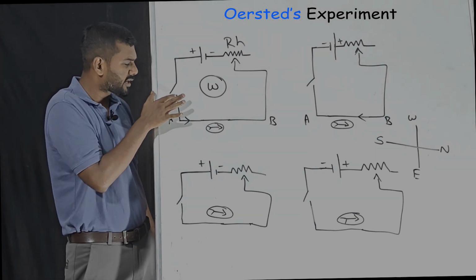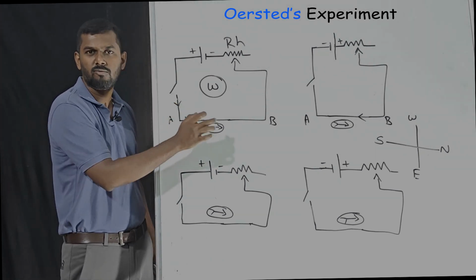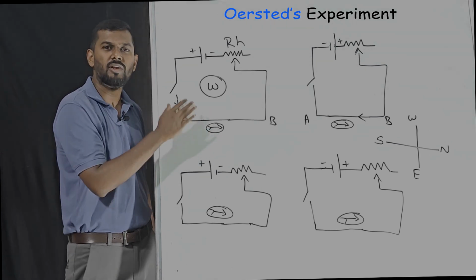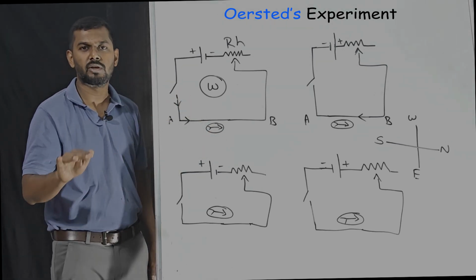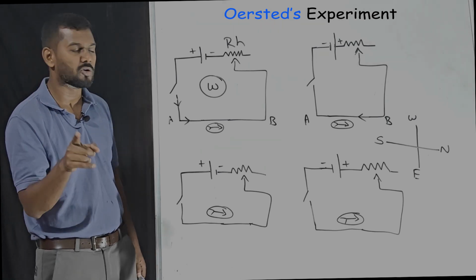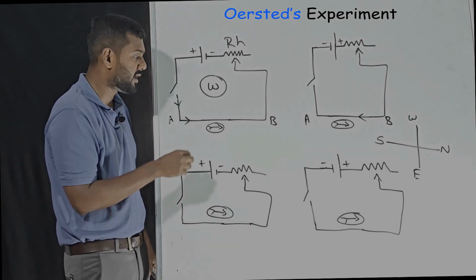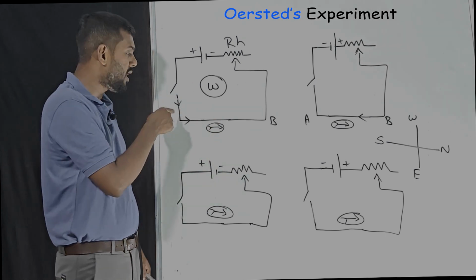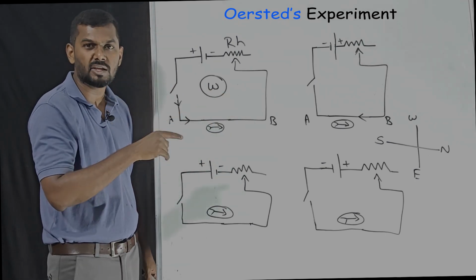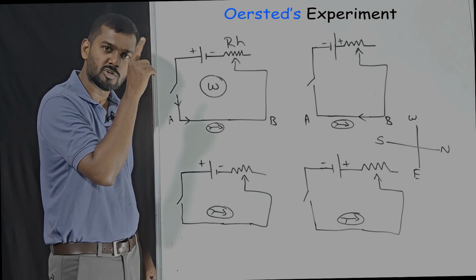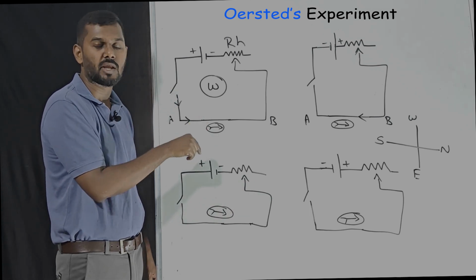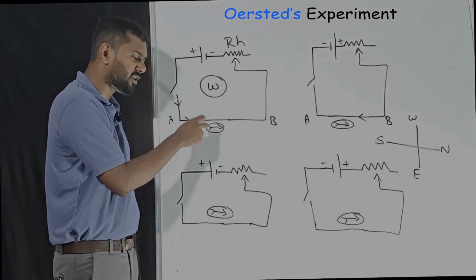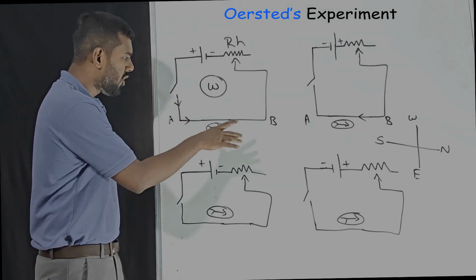Few things we need to know. When the circuit is open, no current will be flowing. If no current is flowing, this compass needle will rest in north-south direction due to Earth's magnetic field. That you should know. And you need to understand one thing, that this compass needle will deflect according to the magnetic field. If the magnetic field is showing west, it will deflect towards west only. If the magnetic field is towards north, it will deflect towards north only.